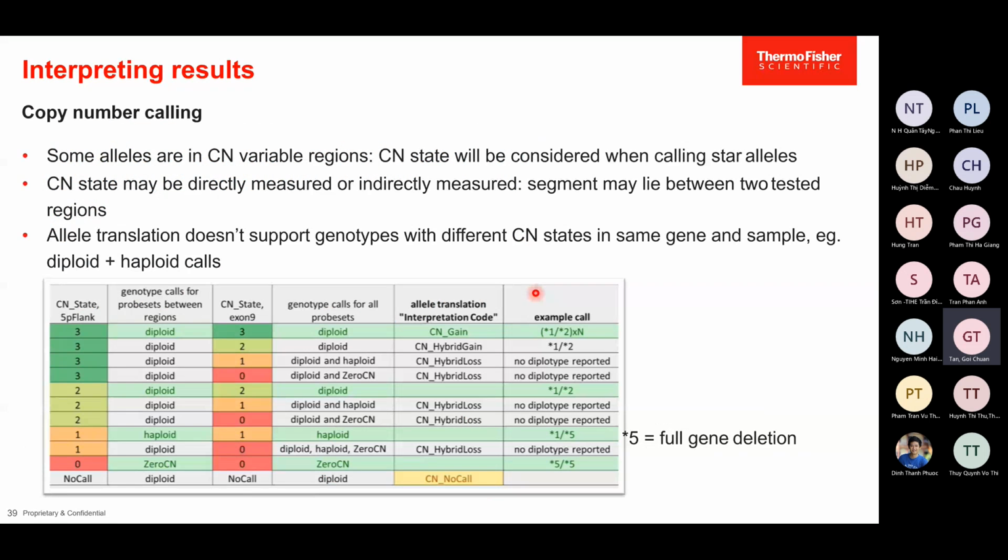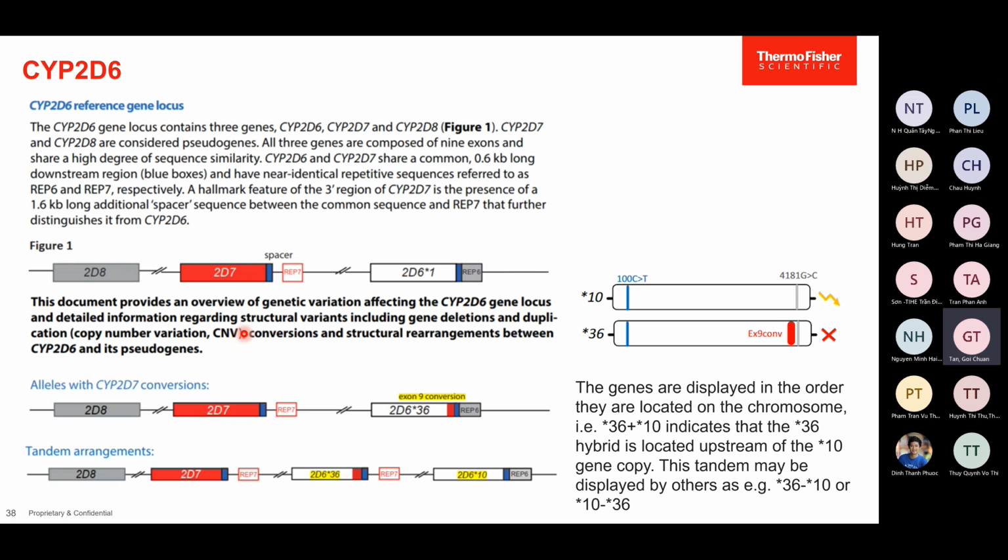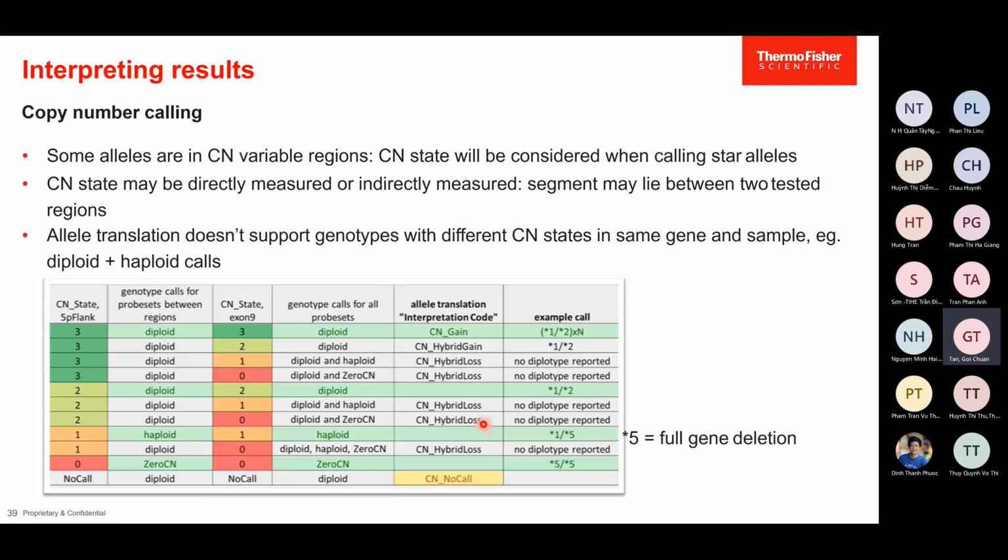Okay, so remember we said that based on the two regions, the copy number of the 5' flank and exon 9, we decide the copy number status and also the possible presence of this STAR36 allele. So if you see that both exon 9 and 5' flank are copy number 3, then our software will call it a copy number gain.